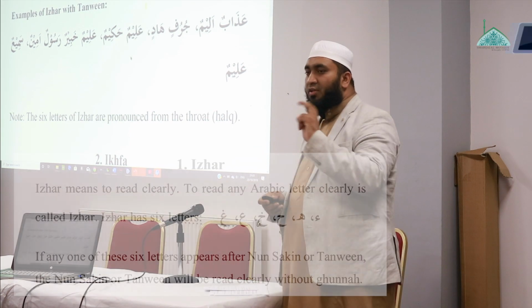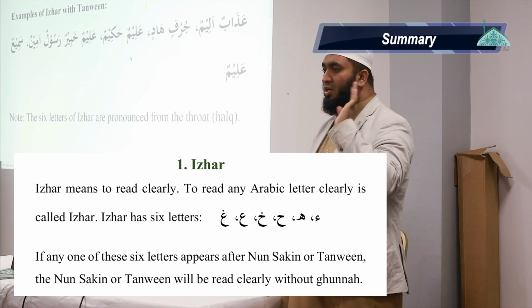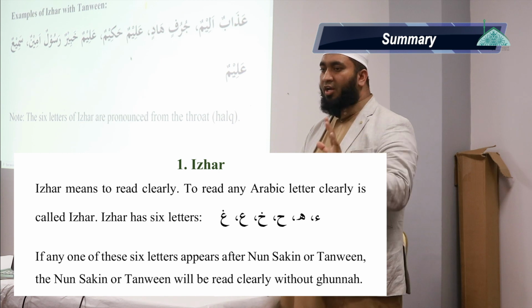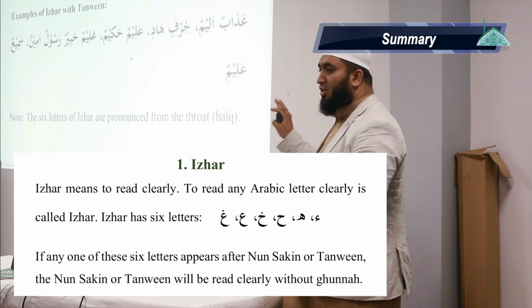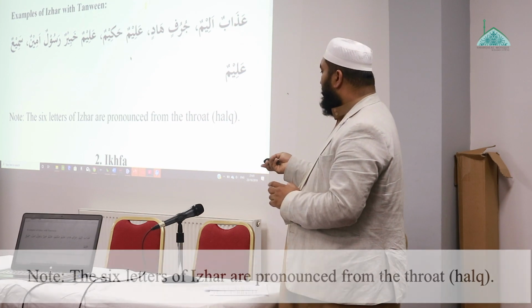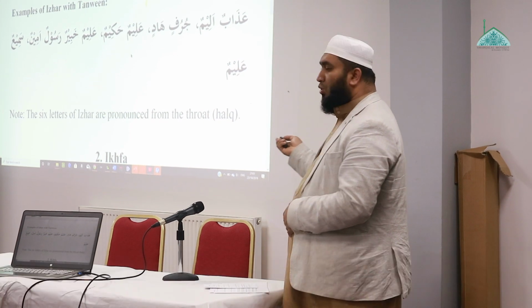So we found out that after tanween, double zabar, double zer or double pesh, or nun sakin, if any of these 6 letters, hamza, ha, kha, ain, ghain appears, then we'll read it clearly without making any ghunnah. So a note here, as we mentioned before, is that the 6 letters of izhar are pronounced from the throat, halq.